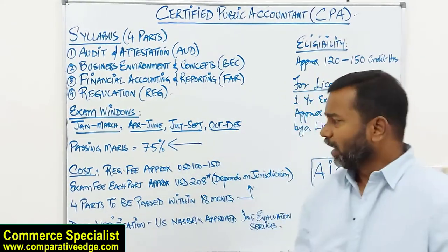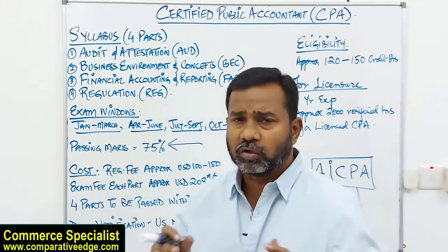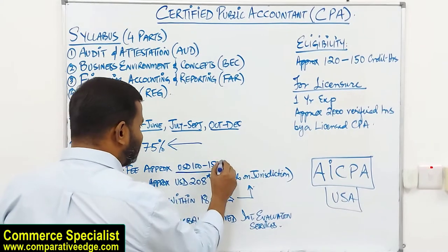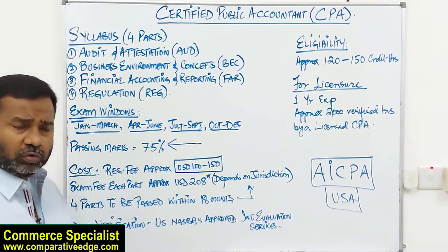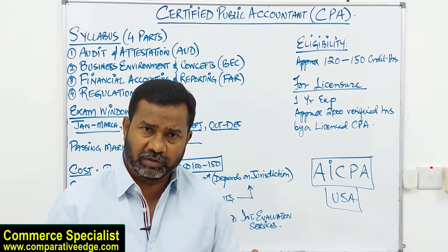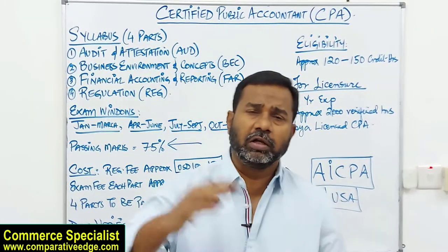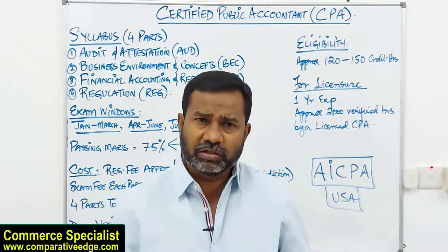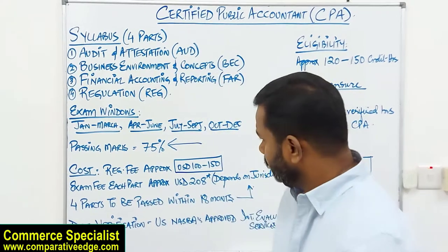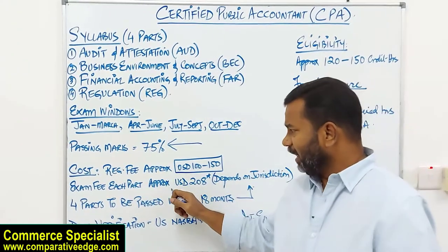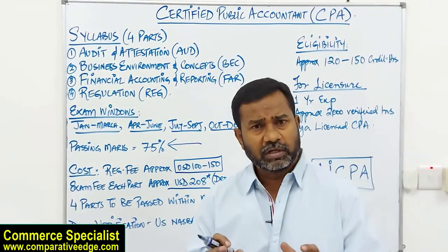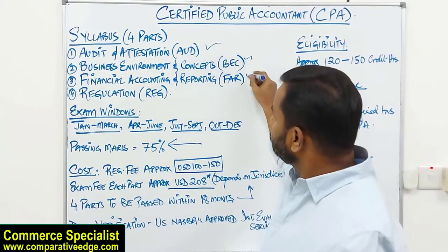Cost. Yes, like every professional qualification, you have a one-time registration fee. In this case, it is USD $100 to $150, depending on which jurisdiction you are registering yourself in. You can register in California, New York, and any other jurisdiction. There are 55 jurisdictions for CPAs, okay? Local jurisdictions in the US. The exam fee, again, is $208 US dollars for each part.